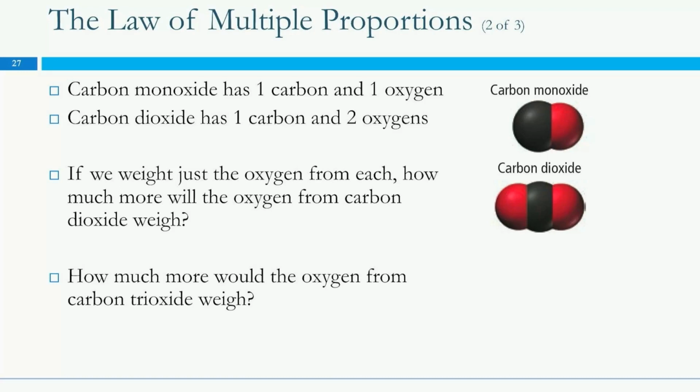Now, when we're trying to compare masses of these, we're not going to be counting individual things, but between these two, we should always expect that ratio of carbon to oxygen for one to be twice as much as the carbon to oxygen for the other. So if we weigh just the oxygen, it'll be 2 times as much. So if we had carbon trioxide, how much more would that oxygen weigh than carbon monoxide? 3x.